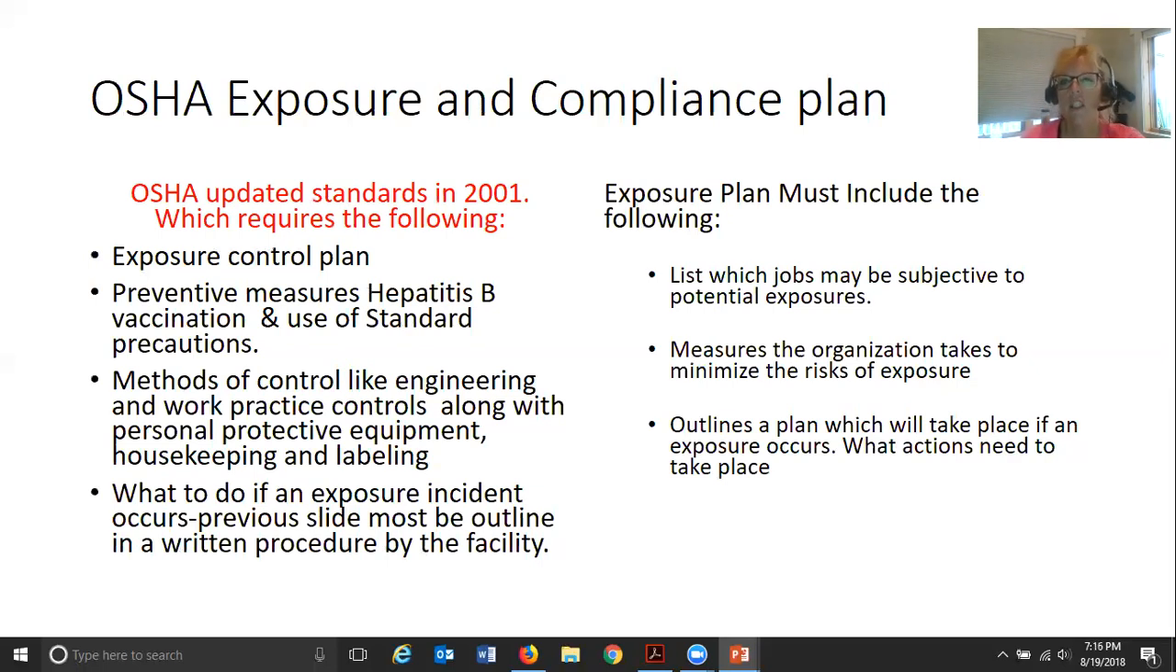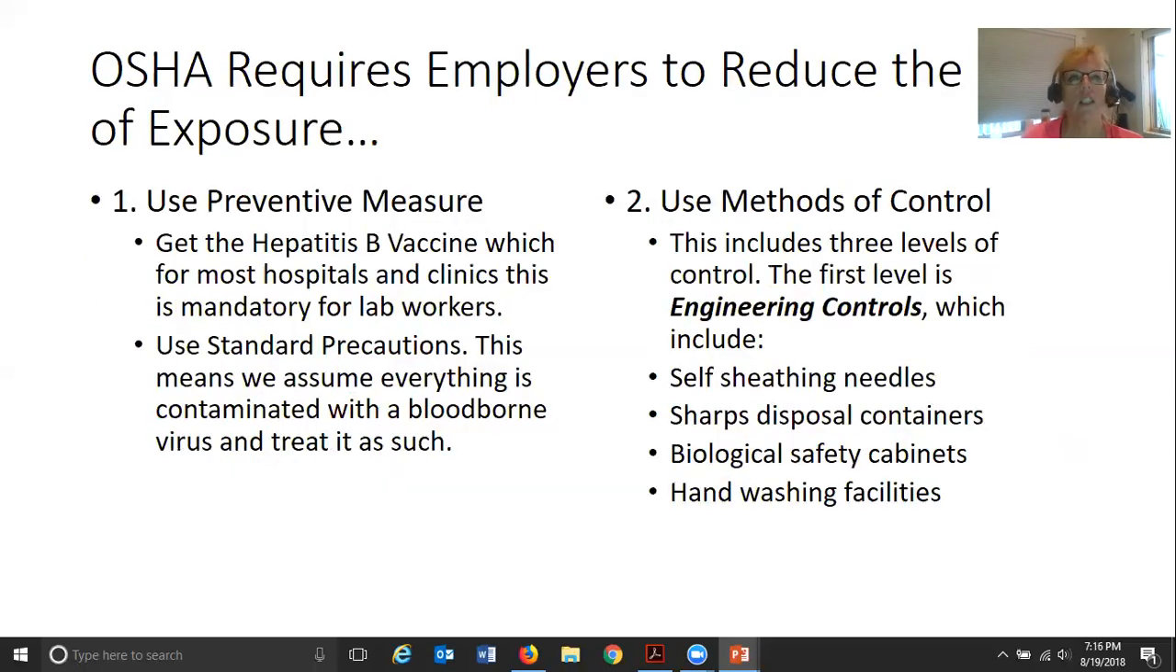Healthcare facilities have to tell their workers which jobs are subject to potential exposure. They have to tell them the measures that the organization has taken to minimize the risk of exposure and outline a plan for what happens if an exposure does occur and what actions need to take place. So again, OSHA requires us to use preventive measures. Most hospitals will say you need to get the hepatitis B vaccine, and it is mandatory for laboratory workers.